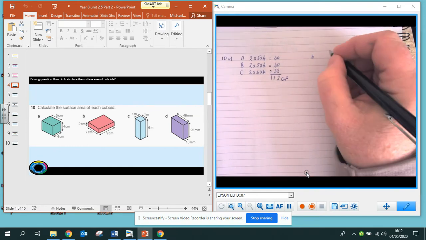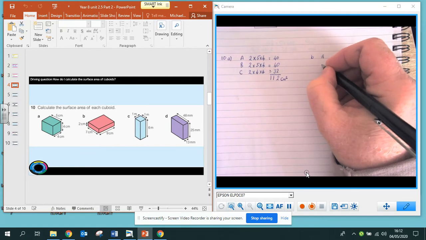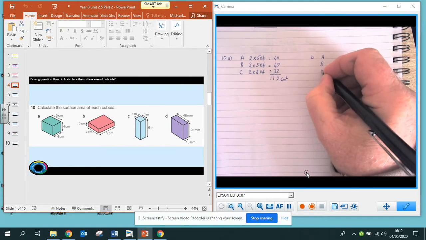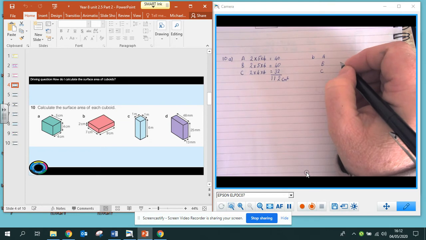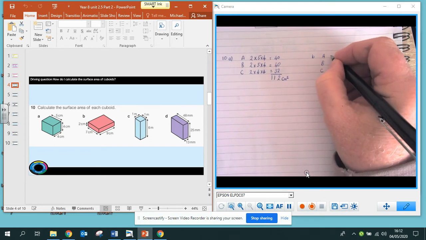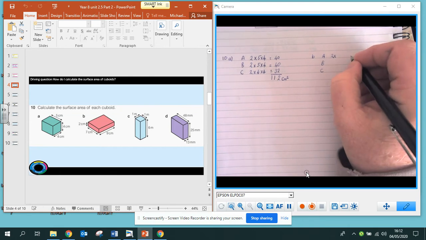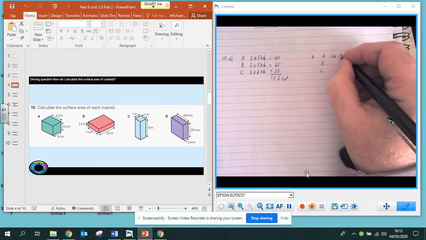10B. Once again, 3 different pairs, A, B, and C. The plan, looking down on the top, there are 2 of them, top and bottom, 2 times, in this case, we're going to have 7 times 9.